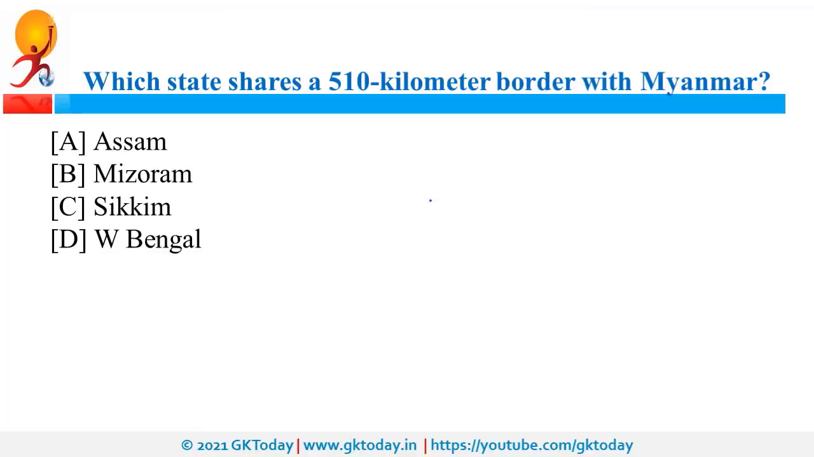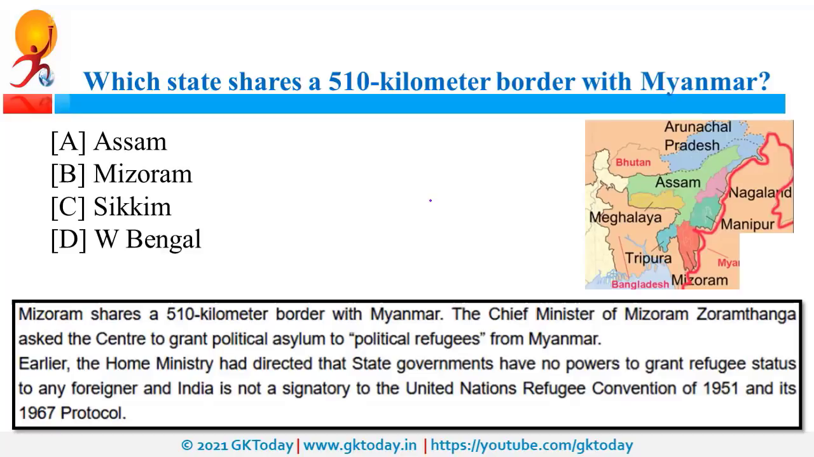Now let's start. Which state shares a 510 km border boundary with Myanmar? So this state is Mizoram. Now recently Mizoram was in news because of political refugee issue. Actually some group from Myanmar want political asylum in India. However, Home Ministry recently directed all the state governments that state governments do not have power to grant refugee status to any foreigner. Only central government can do so.